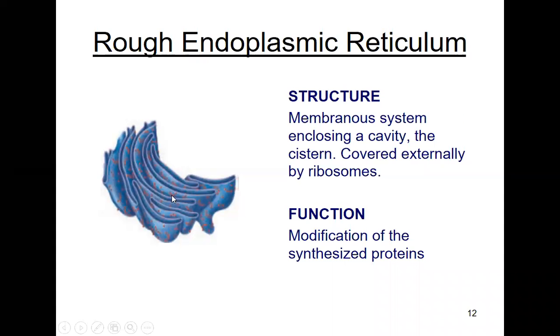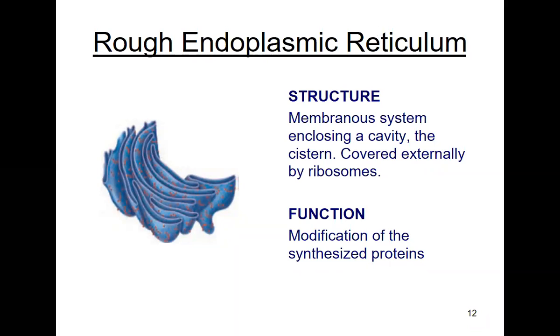Okay, these are around the rough endoplasmic reticulum. This is called the rough endoplasmic reticulum. The membranous system is a folded membrane enclosing a cavity, a space called a cisterna, covered externally by the ribosomes. These are the ribosomes. This is a folded membrane, a membranous structure with a cavity inside, and outside we have it full of ribosomes. This is called the rough endoplasmic reticulum.